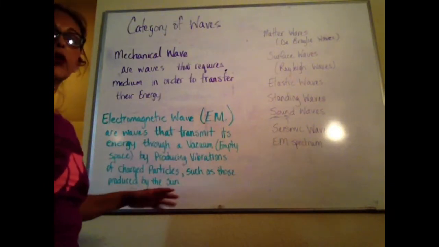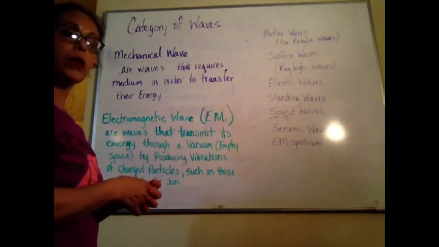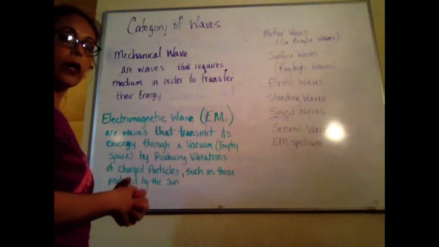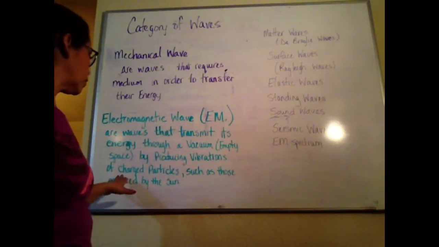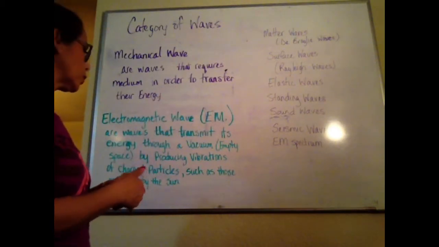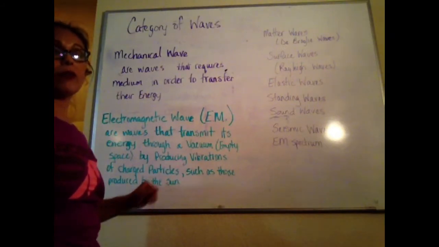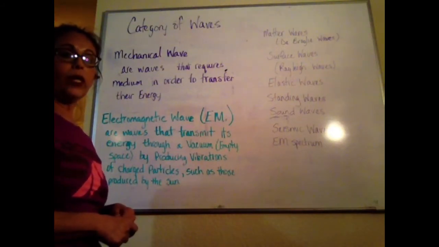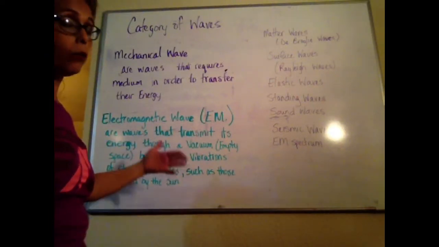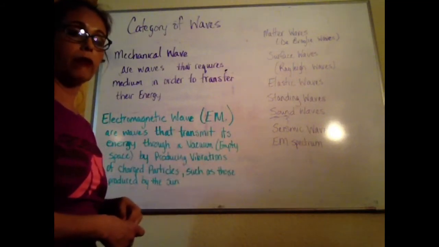And it's done by producing these vibrations all the way down to the molecular level. We're talking about the particles, the atoms, and the electrons that are floating around everywhere. And therefore, these charged particles start vibrating and transfer the energy from one spot to another. And this is the type of waves that we get from the sun. Now, if it wouldn't be for electromagnetic waves, then life on Earth would not be here, because we need energy in order for us to sustain life.